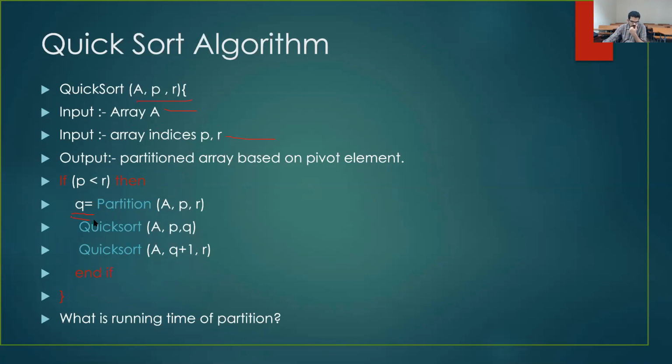Then you call quicksort of A, P, Q minus 1, then quicksort of A, Q plus 1, R. Because A[Q], the pivot element from the partition, is already in its sorted position, Q can be removed. A, P, Q minus 1 and A, Q plus 1, R will do. Or end if. What I meant by Q minus 1 here is that you have to sort only up to that element. The Q element need not be considered for sorting.